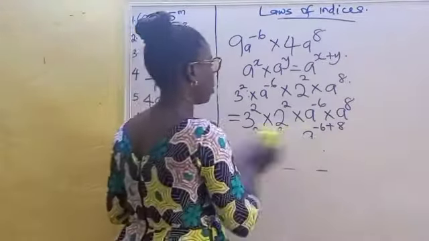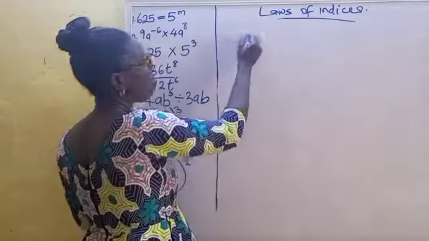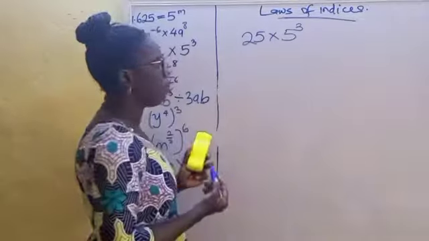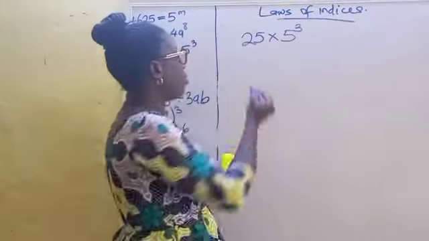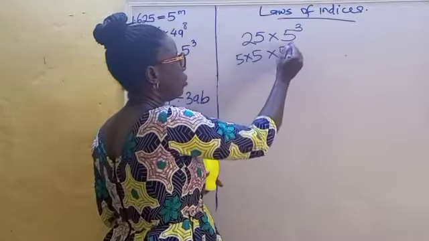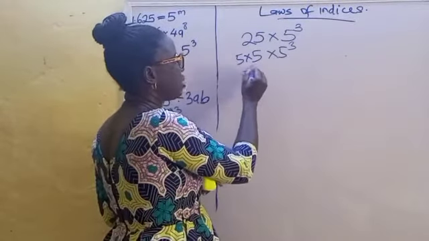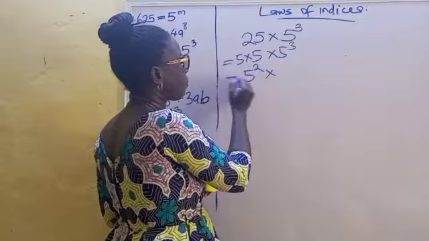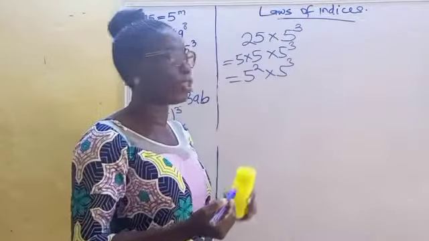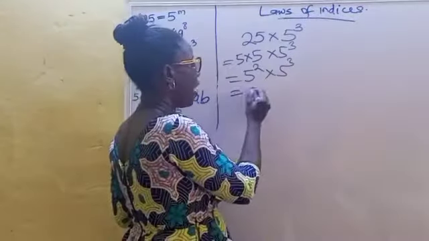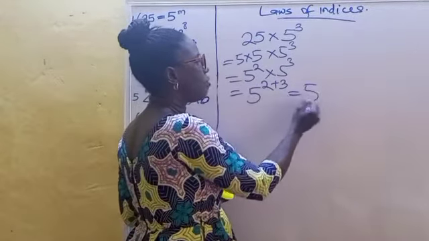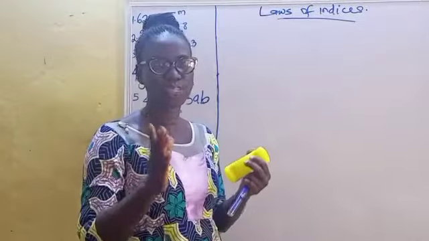Let's look at the third question: 25 times 5 to the power of 3. We know that 5 times 5 is equal to 25, so we can write this as 5 to the power of 2 times 5 to the power of 3. Once again, we apply the first law, which is the addition law: 2 plus 3, so we have 5 to the power of 5. Take a look at question 4.